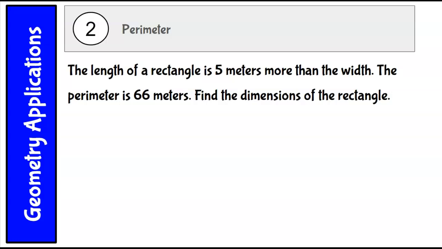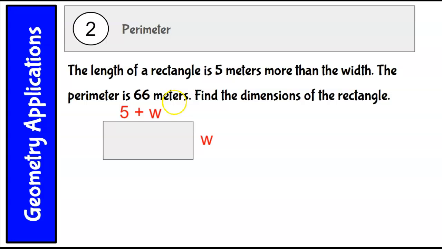So I'm going to draw a picture first. That's always good with geometry if they don't give you a picture, to draw a picture. And poof, through the power of technology, there's my picture. So it says the length is 5 meters more than the width. So if this is the width, then the length is 5 more than the width. So 5 more than is plus, 5 plus W equals L. So I put 5 plus W here.